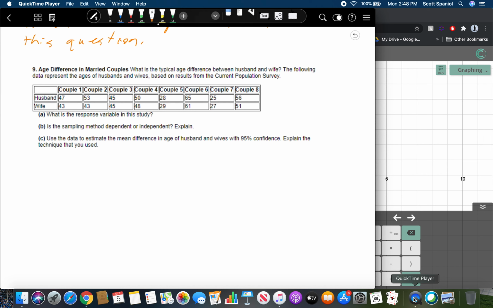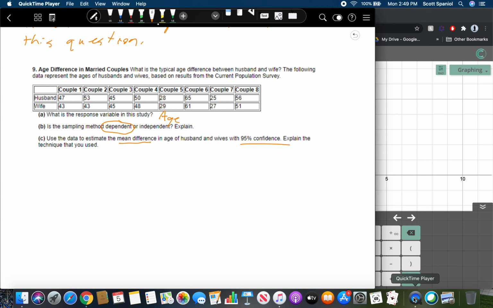Okay, well, the response variable is age. Is this sampling method independent or dependent? Well, it's dependent, right? Because we've got them by couple, so we're selected into the groups in groups of two. Use the data to estimate the mean difference in age of a husband and wife using 95% confidence. Okay, so we're going to find the mean difference and do a confidence interval.